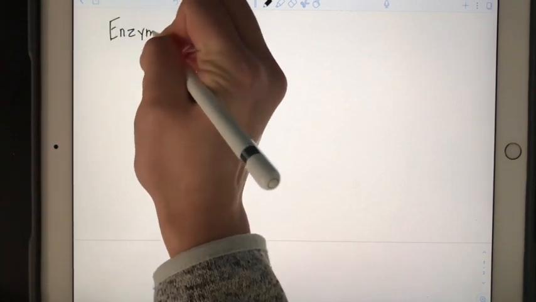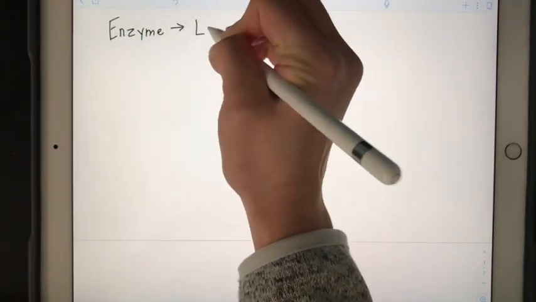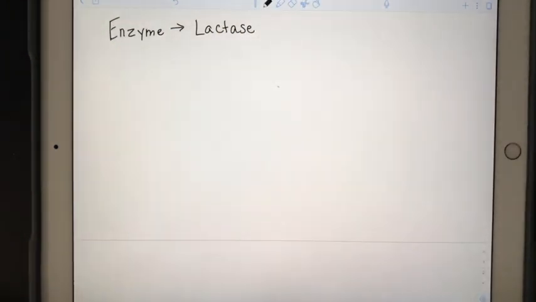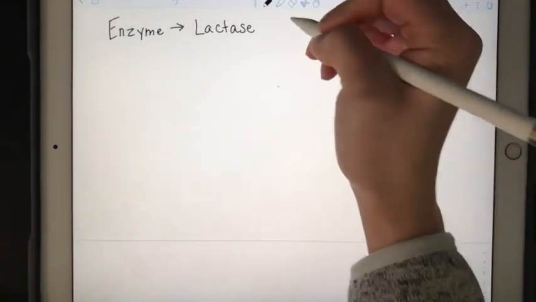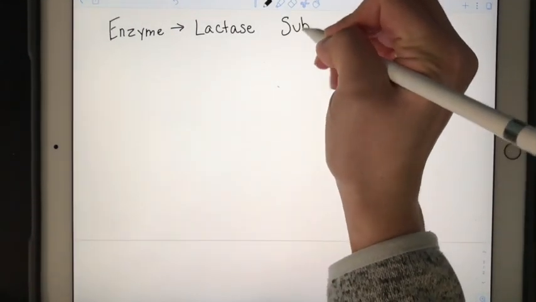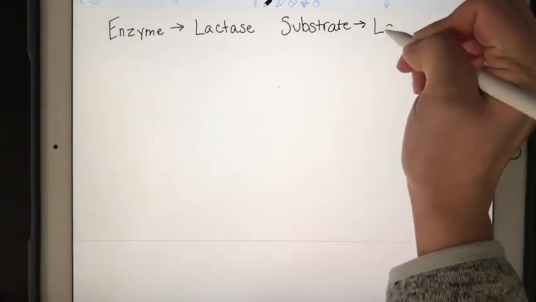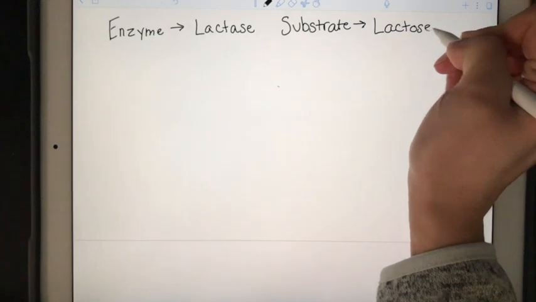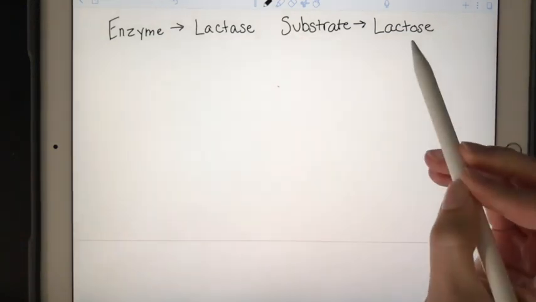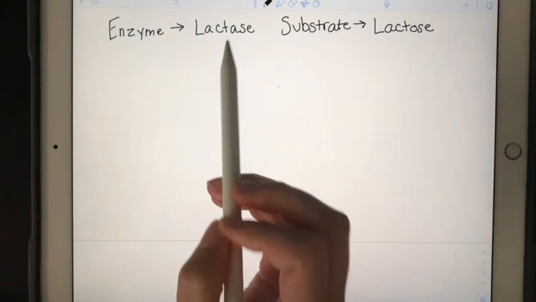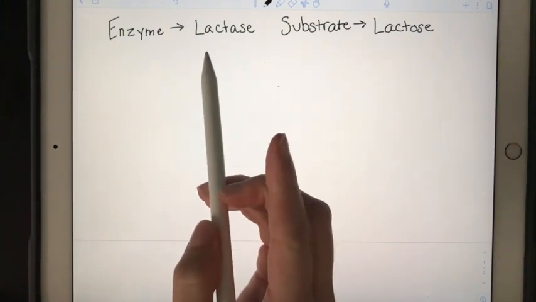Our enzyme in this example is going to be called lactase, which is a very helpful enzyme because you need to break down lactose. So if someone is lactose intolerant, that means they don't have enough of the lactase enzyme. That also means you're in the club with me.